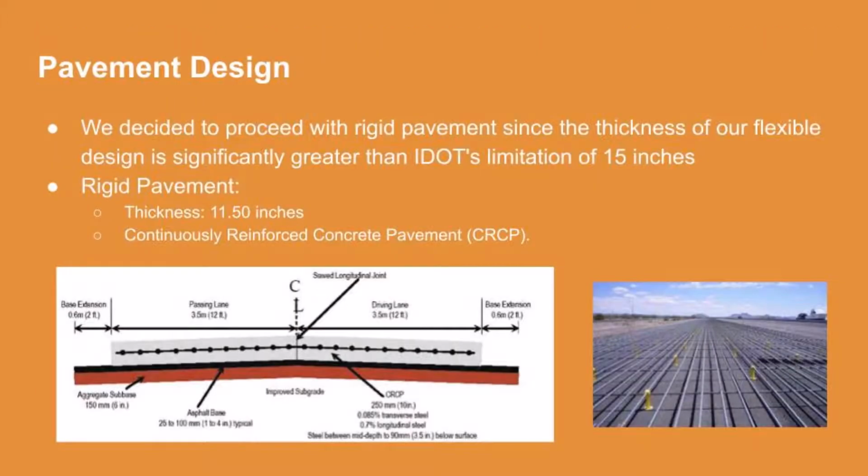As mentioned before, IDA has limited the flexible pavement thickness to only 15 inches. Due to this constraint, we decided not to proceed with a flexible pavement because it's not enough for the increase of heavy traffic in 2040. We concluded our final rigid design of continuously reinforced concrete pavement of 11.5 inches.